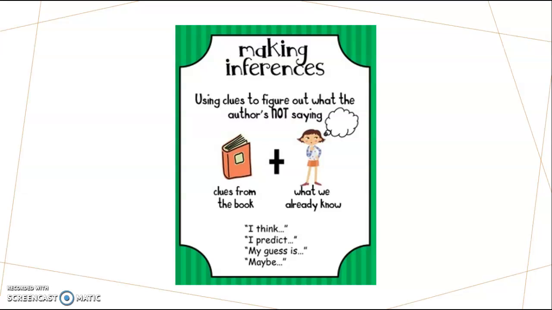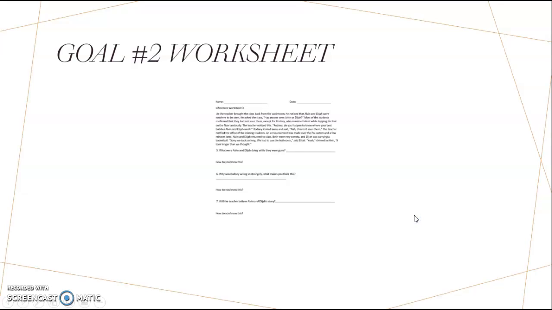And when we do that, we use words like I think, I predict, my guess is, or maybe. That's because we aren't sure, but because of what we know and what we have experienced ourselves, we kind of think or predict that that is what is going to happen. So that is what we're going to do for the next worksheet. For goal number 2, the worksheet is inference worksheet number 3. So take out that worksheet, and that's the one we will be working on.